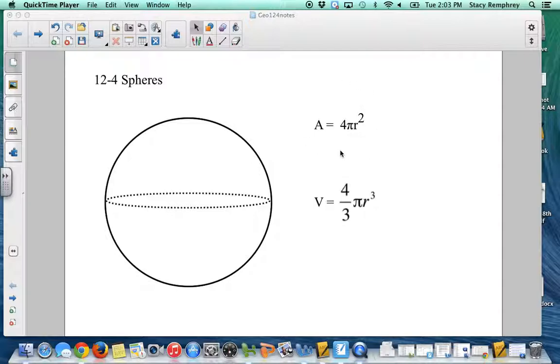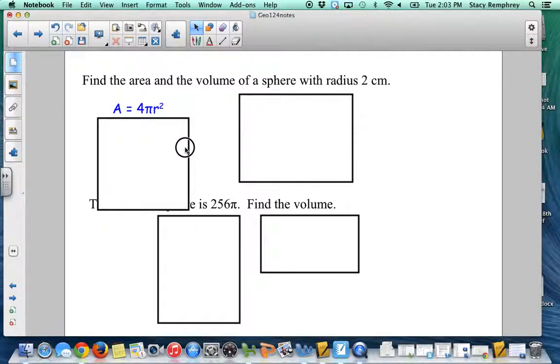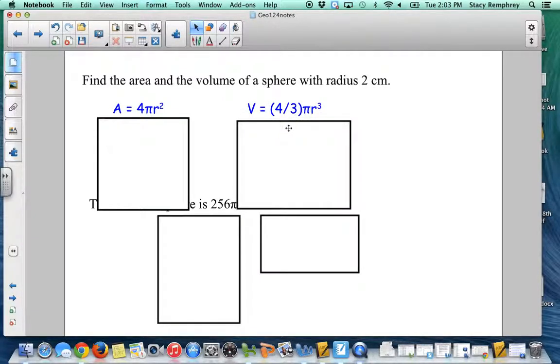The area is 4 pi r squared, and the volume is 4/3 pi r cubed. So you can kind of see r squared a little bit, and the 4/3 kind of like a 1/3, but a little different too. So these are the formulas that you need. In the first part, find the area and the volume of a sphere with radius 2. So there's your formula for area, and there's your formula for volume. So just plug in the number 2 and evaluate. So you can push pause and do that now.